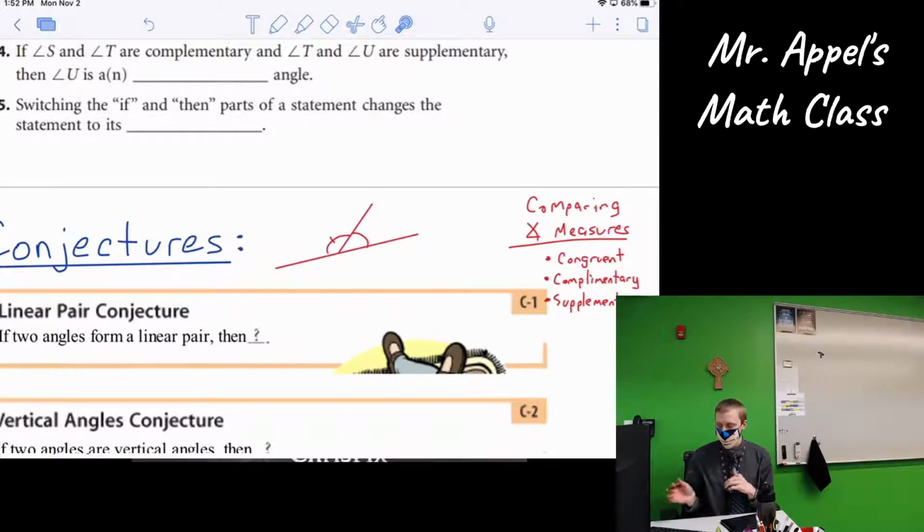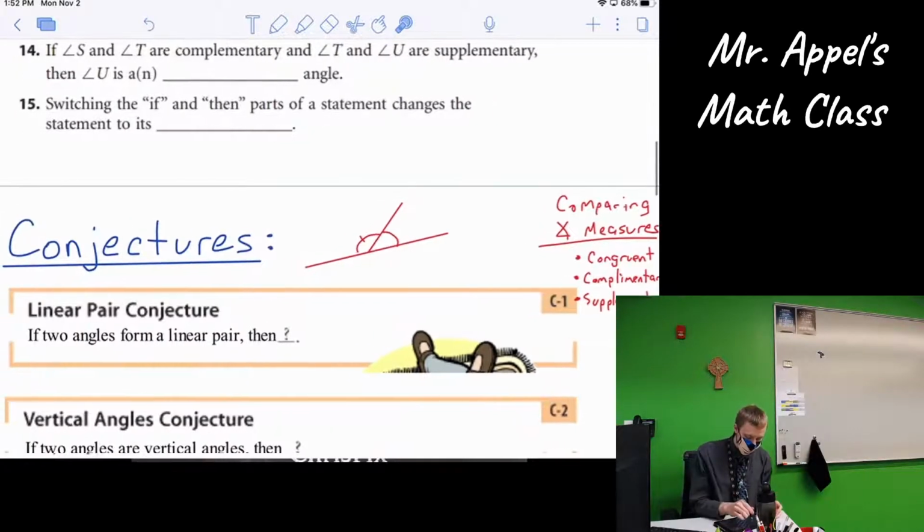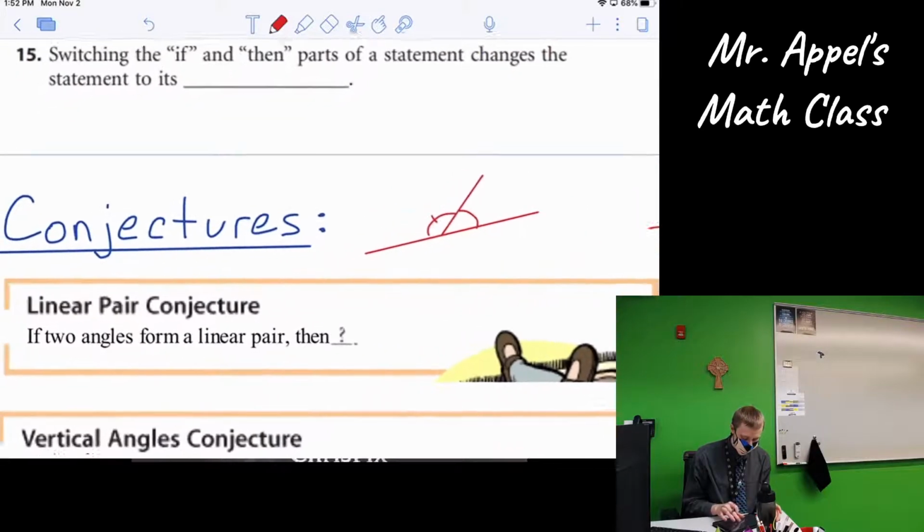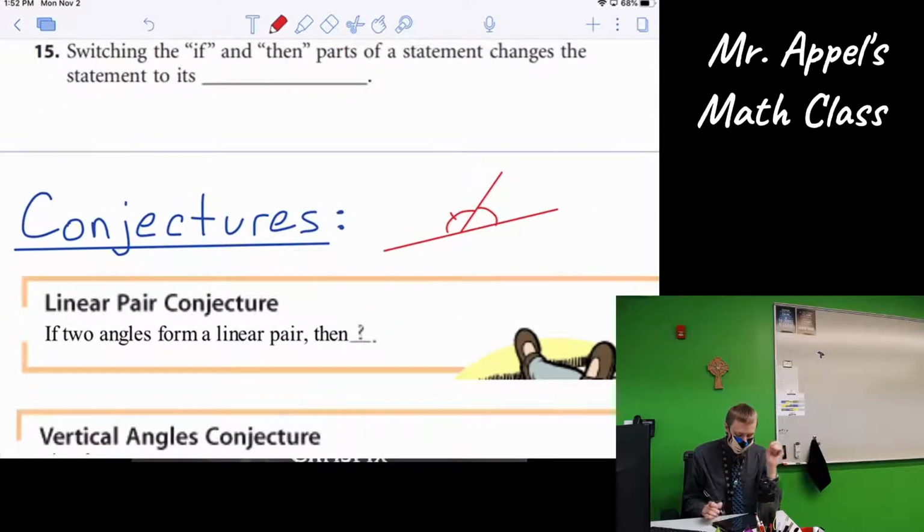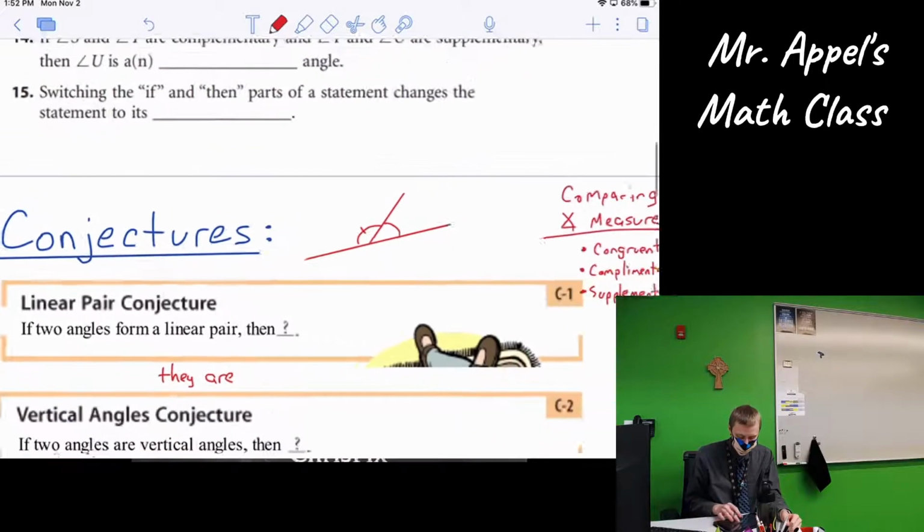So I want to know, tell me in chat right now, what do you think goes here for conjecture number one? If two angles form a linear pair, then they are what? Which word would you use to describe them then?